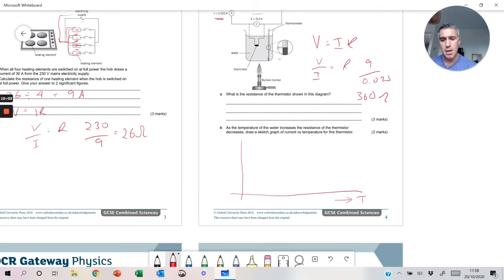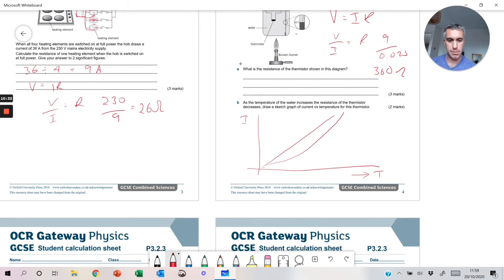This is T. It says, as the temperature of the water increases, the resistance decreases. Okay, so if the resistance is decreasing, then the current's going to increase. So this is I. So it's either a straight line like this, or something like that. But either way, the current is going to increase as temperature increases. I apologise for the mistake before. Give myself a warning.